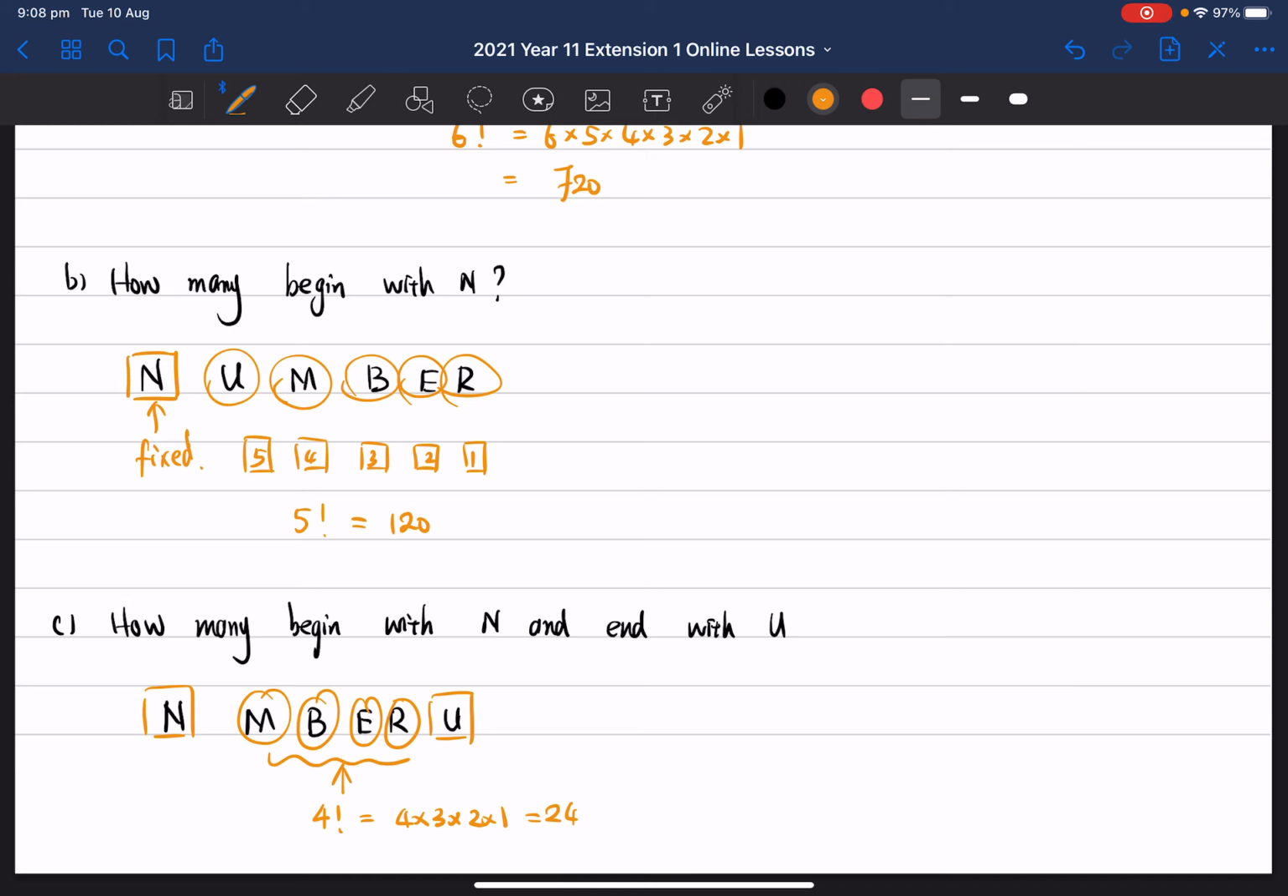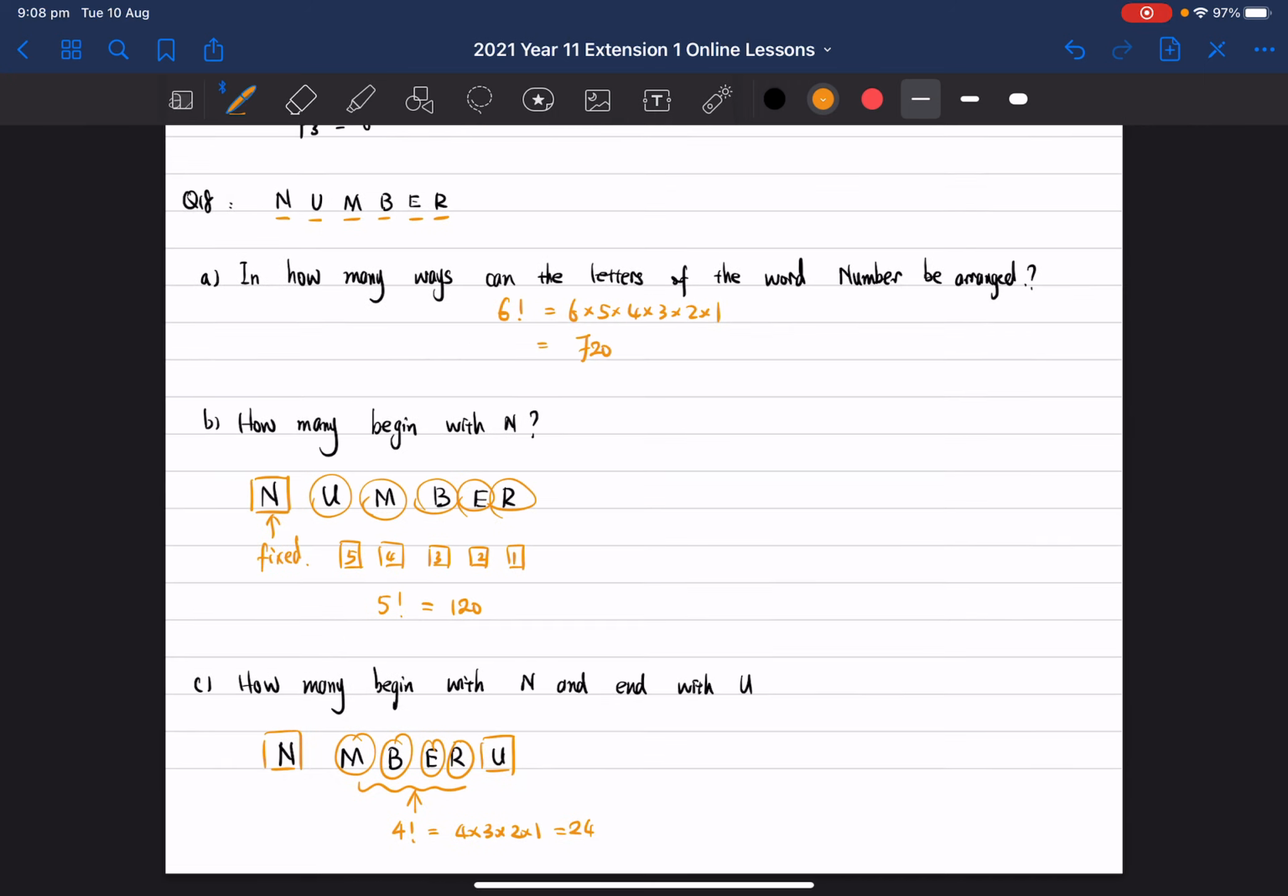Okay, so this is the kind of restriction question. There is one more restriction question, which is question D. In how many ways is N somewhere to the left of U? I will quickly do it here, but then I will spend more time explaining it to you. In how many ways is the letter N somewhere to the left of U? It didn't say anything else, just somewhere to the left of U.